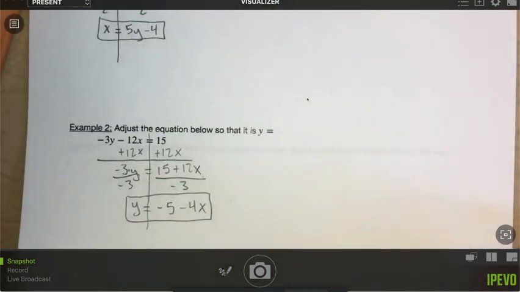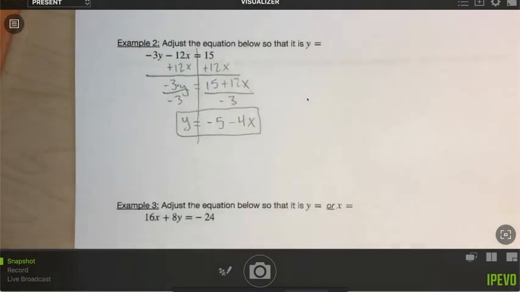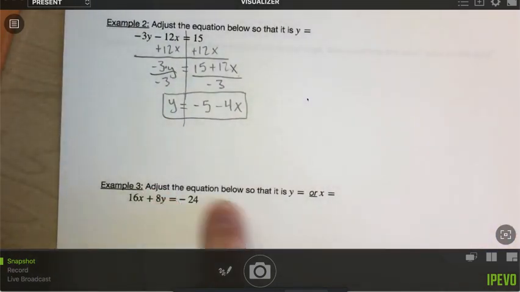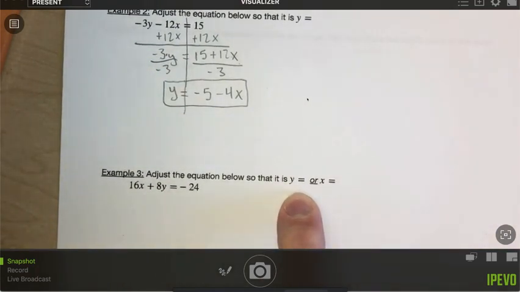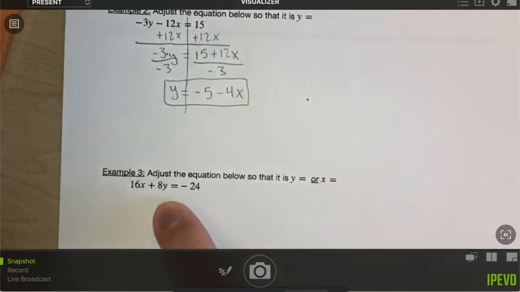Cool. The final case is, here I told you what I want you to have by itself. Last case is, I want you to decide. So there are going to be cases where one variable is going to be a heck of a lot easier than the other one for making it y equals or x equals. So if I'm looking at this case, I really got to decide, is it going to be better to make it x equals or y equals?